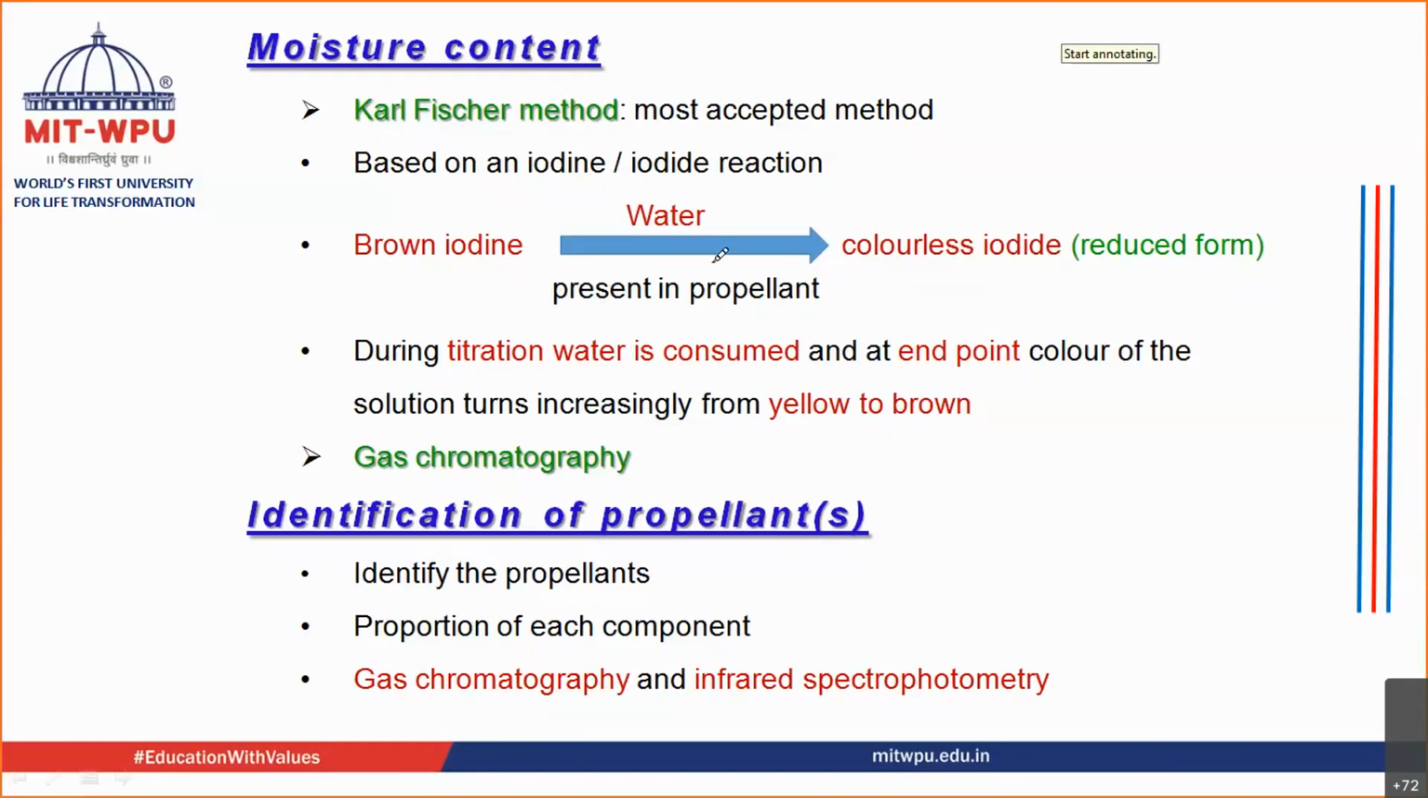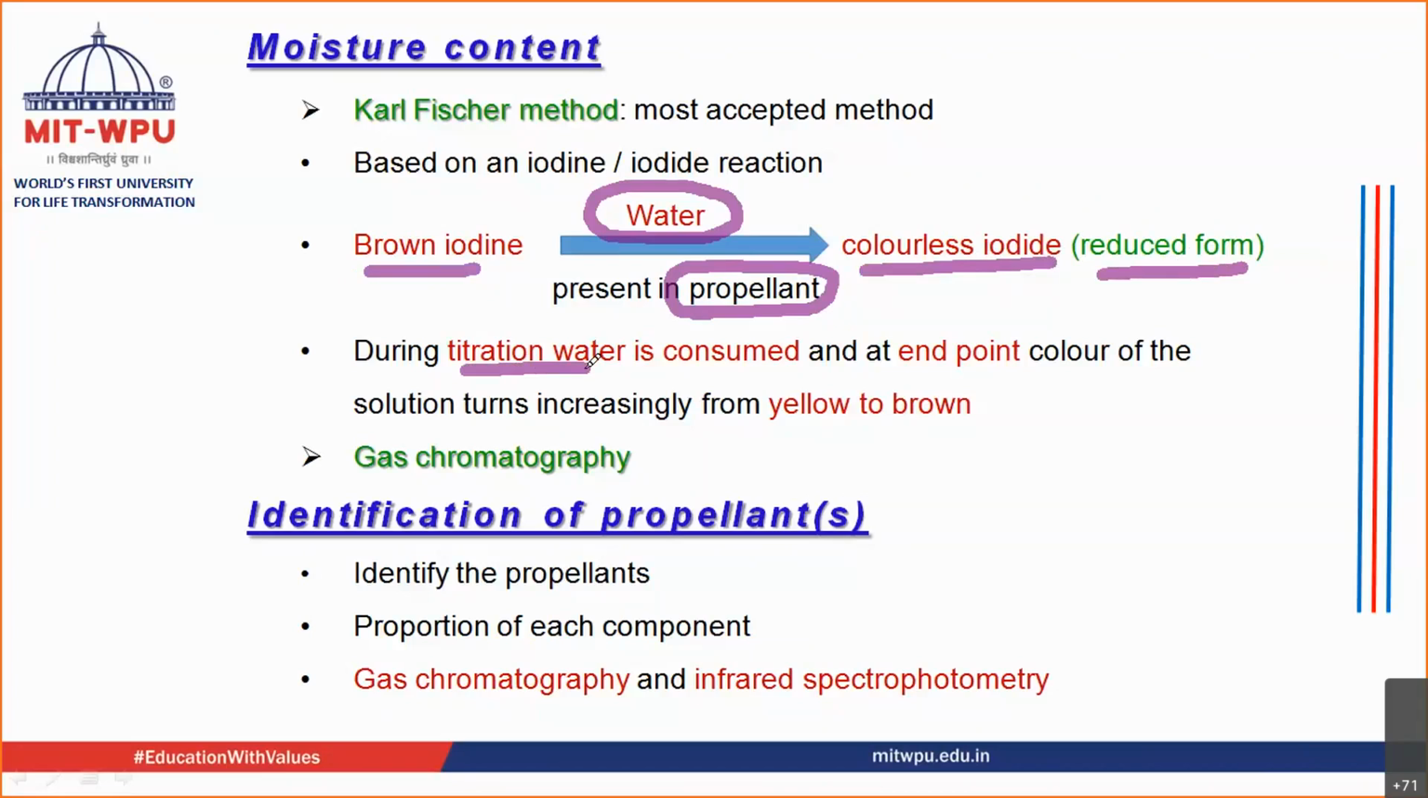What happens is the brown iodine comes in contact with water which is present inside the sample you are testing. In this case, it is going to be the propellant or the aerosol. If there is some water present inside the propellant or the aerosol, then this brown iodine is going to get converted into colorless iodide, which is in the reduced form. Then you carry out the titration, and in the titration, this water is going to be consumed.